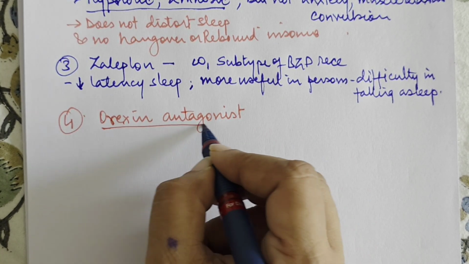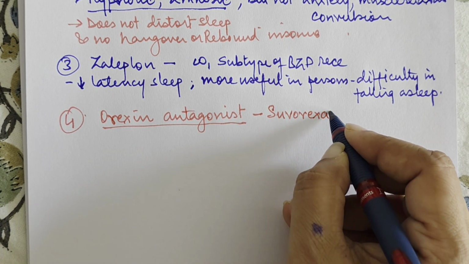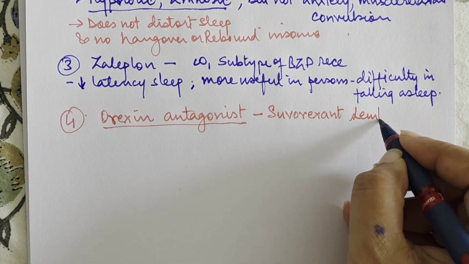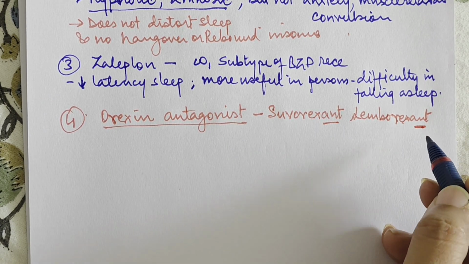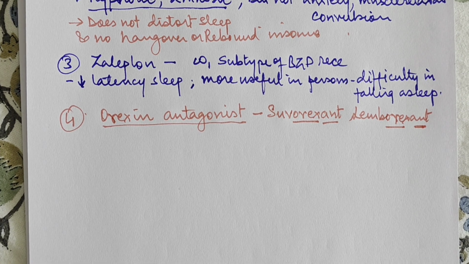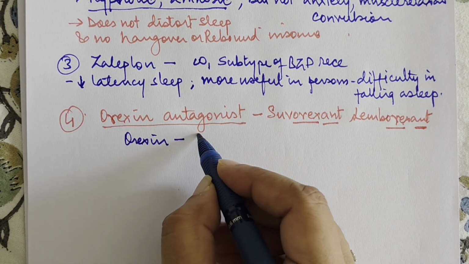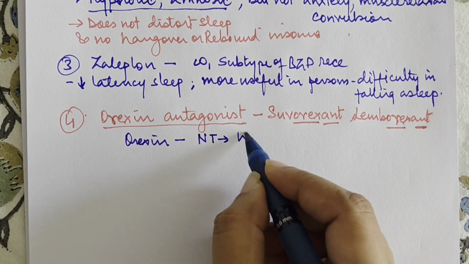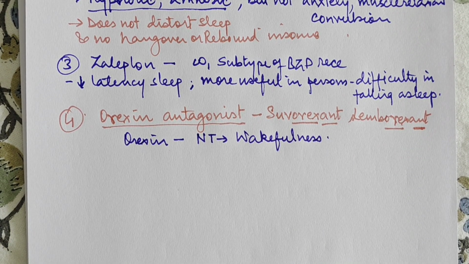Now in orexin antagonist, the drugs that come are suvorexant and lemborexant. Antagonist means antagonist, and from orex this word came: suvorexant and lemborexant. Okay, now orexin is basically a neurotransmitter which maintains wakefulness. So antagonists of orexins will reduce the sleep.